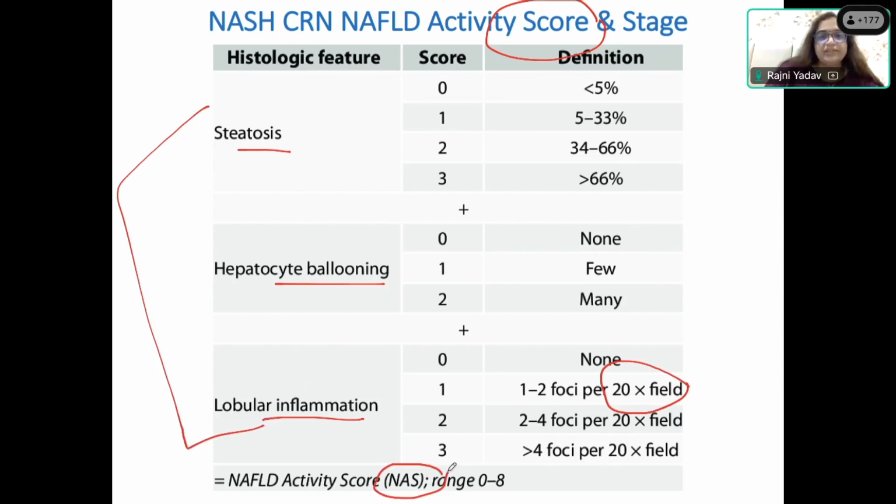There are multiple scoring systems, but this is the most widely practiced and applicable scoring system, the NASH CRN, NAFLD activity scoring. The minimum score is 0 and the maximum is 8.